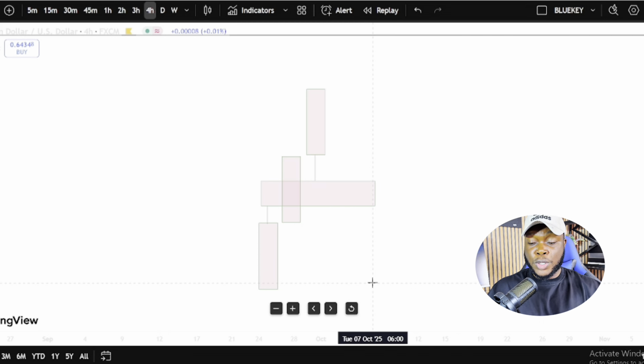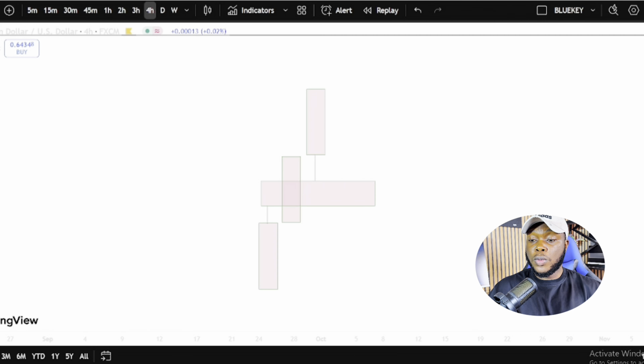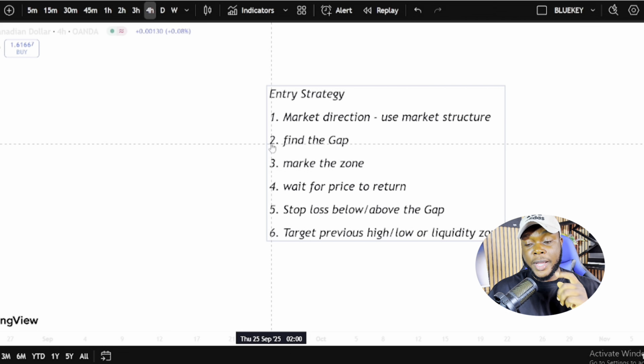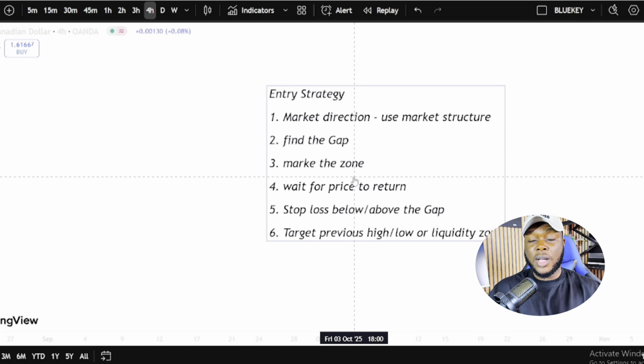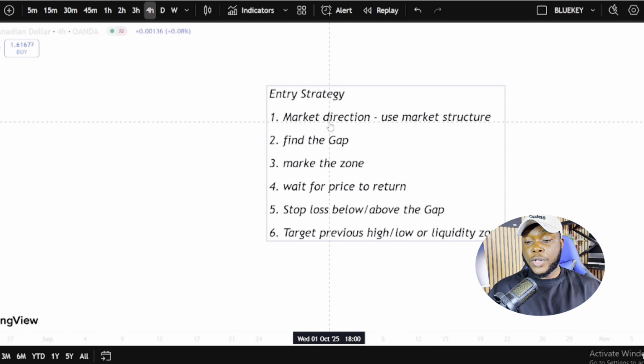Now let me show you how to trade it, right? So this is the entry model on how to trade it. I'm going to show you a practical example on the chart, but let's look at these key factors to always consider when you're trying to trade the fair value gap entry. So the entry strategy goes like this.